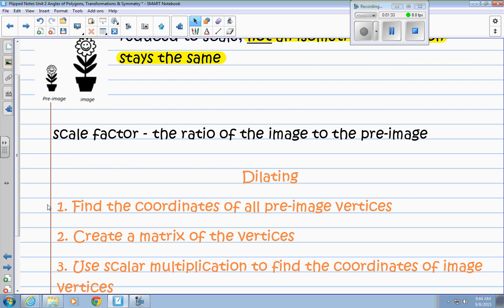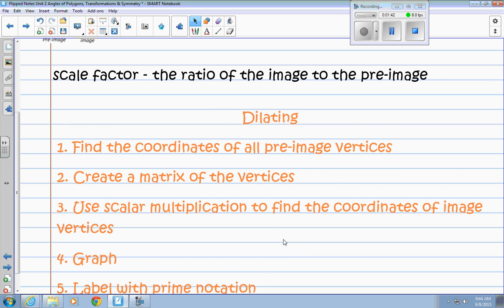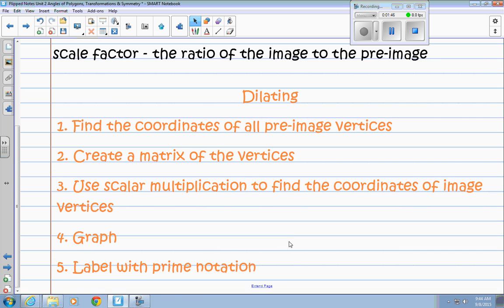So when we dilate, all we need to do is find the coordinates of all the pre-image vertices, and we're going to create a matrix of those vertices. If you don't remember what a matrix is, don't worry, we'll talk about it in class. And then we're going to use scalar multiplication.